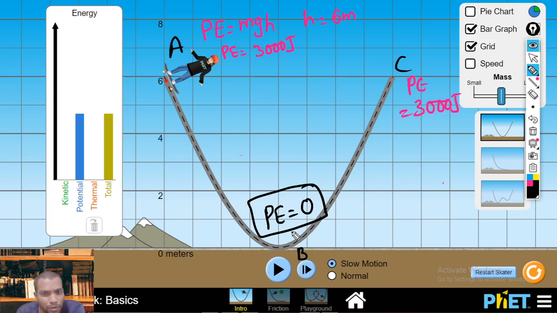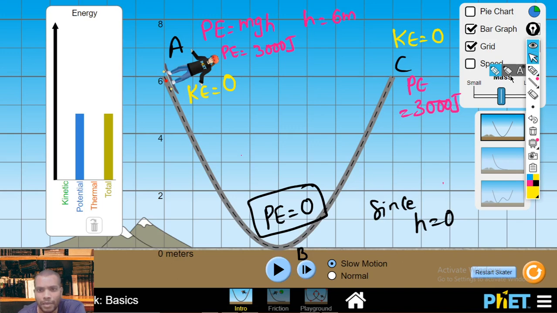So why is potential energy equal to 0? Since height h equals 0. I think you agree with me. So that's the reason at this point the potential energy is maximum. What about kinetic energy? At point A, if I write the kinetic energy in yellow color, kinetic energy here equals 0 because he is not moving. And when he reaches the other end, his kinetic energy again becomes 0.